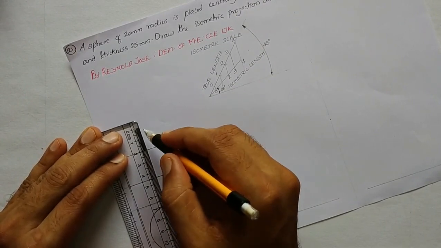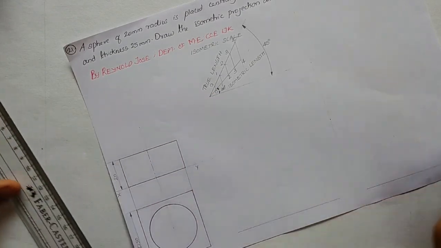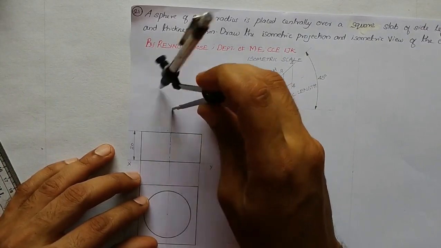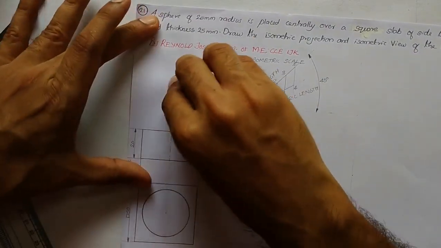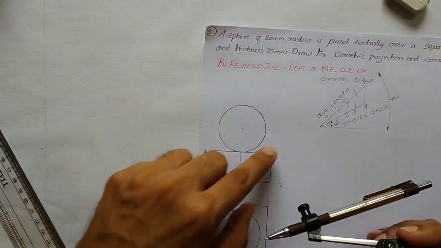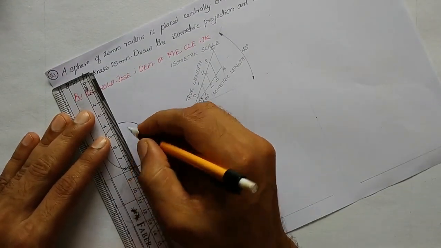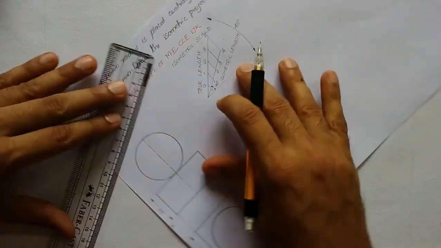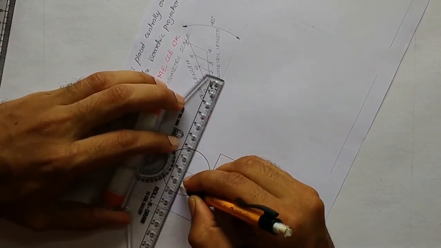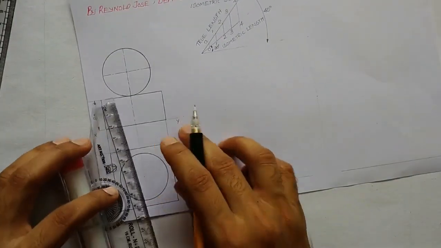We shall locate a center point in order to take the center of this circle in the front view. So from this point again you can draw another circle. We shall draw two axes of symmetry. Here also we shall draw two axes of symmetry.